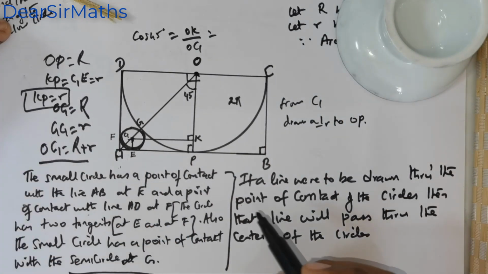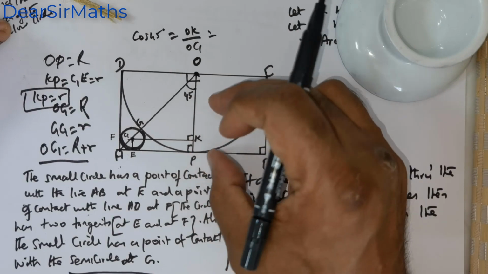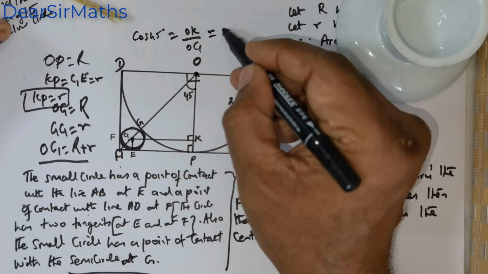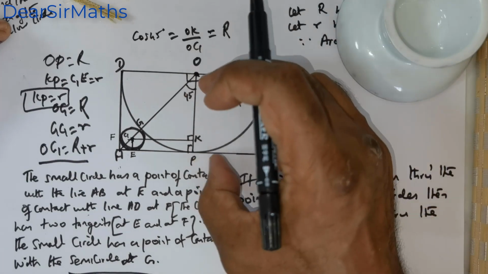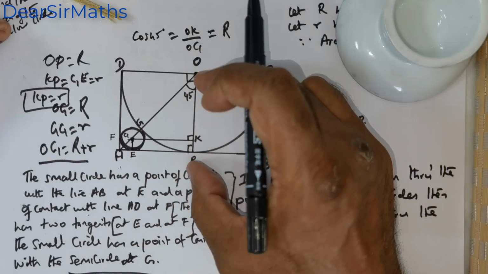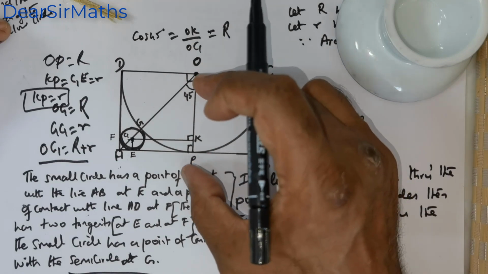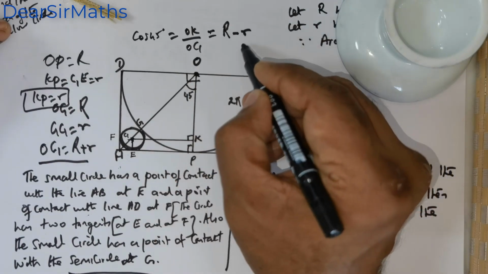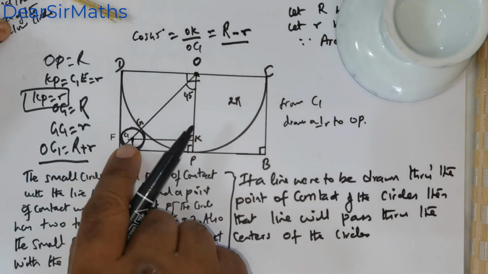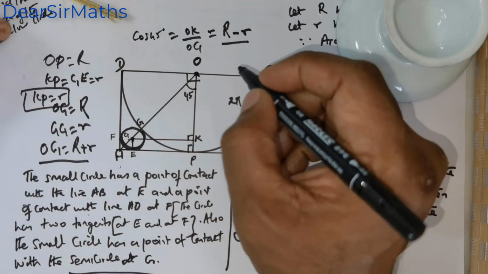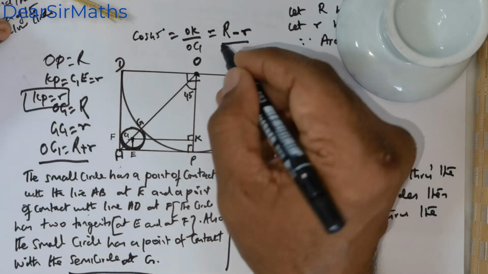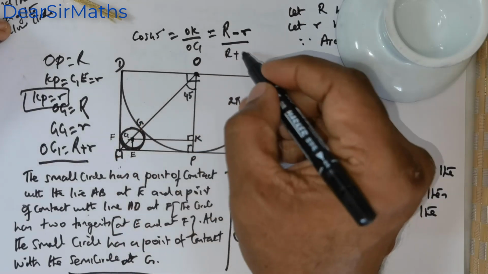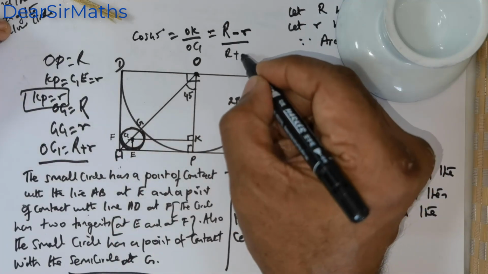So, KP is equal to r. So, I need to get OK. And to get OK, what should I do? I need to take from capital R, because OP is going to be capital R. And from OP, from capital R, I'm going to take away this KP, which is nothing but lowercase r, which is in line with the radius of the small circle, divided by OC1. What is OC1? OG is capital R and GC1 is small r. So OC1 is nothing but capital R plus r.